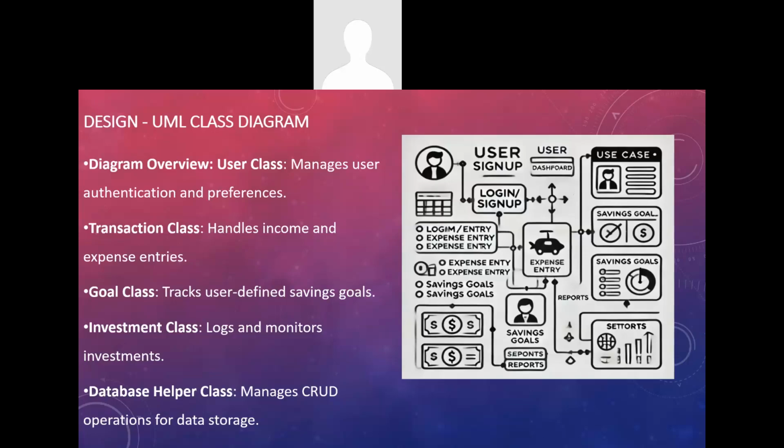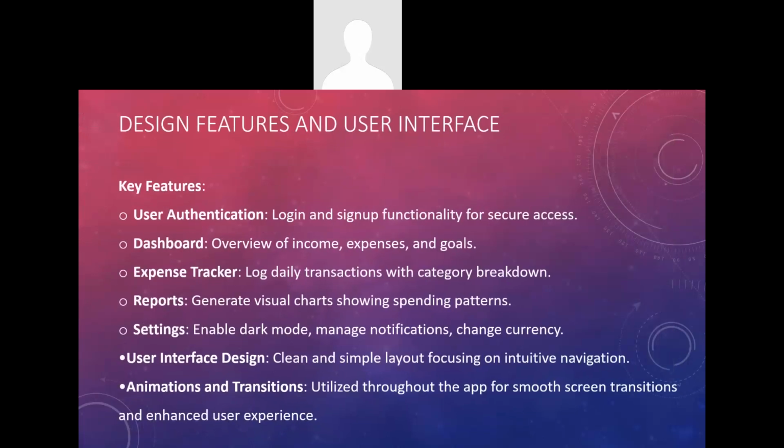For example, consider the Goal class. It holds information like the goal amount and the target date. Through this class, users can monitor their progress towards a saving target and get notifications when they are nearing it. Let's see the design features and user interface.